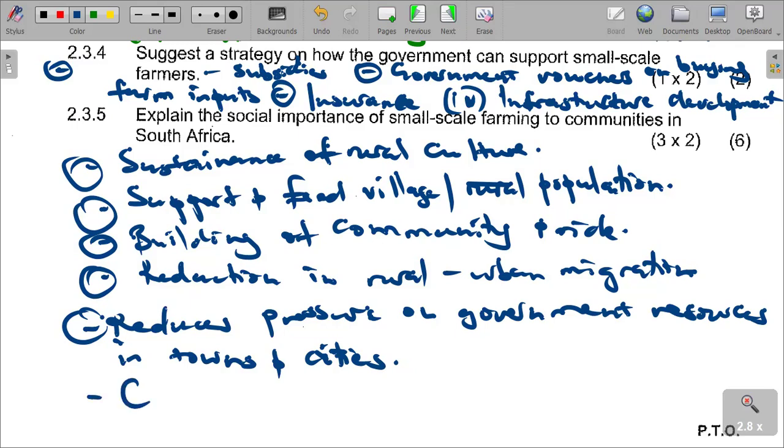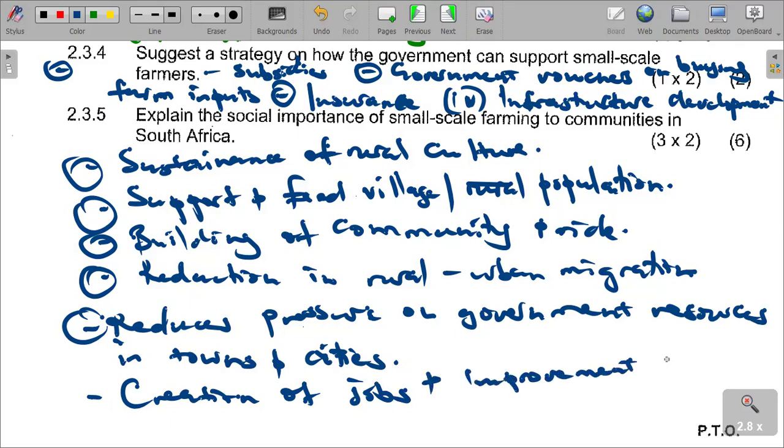We can also mention the creation of jobs and improvement of standards of living of people within South Africa.